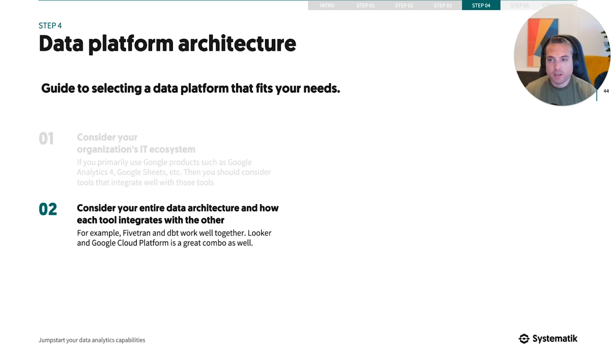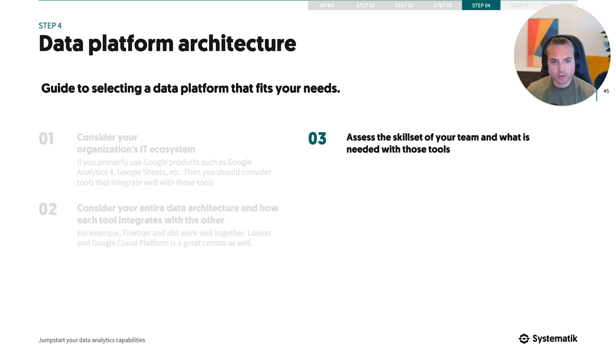Also, when you're choosing, if you decide to go with multiple tools, consider how they integrate with each other. For example, Google Cloud Platform works well with Looker because they're both Google products. Fivetran works well with dbt because they collaborate on a lot of things, like pre-built data transformation packages that fit well with Fivetran's schema. So consider how each tool works together.